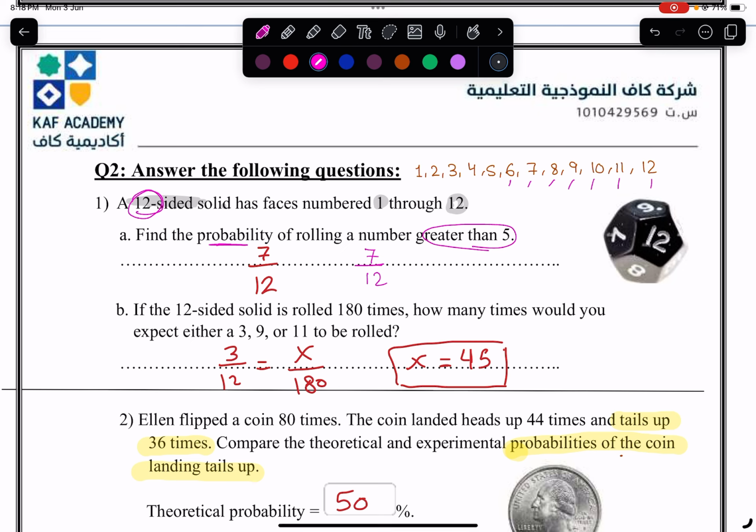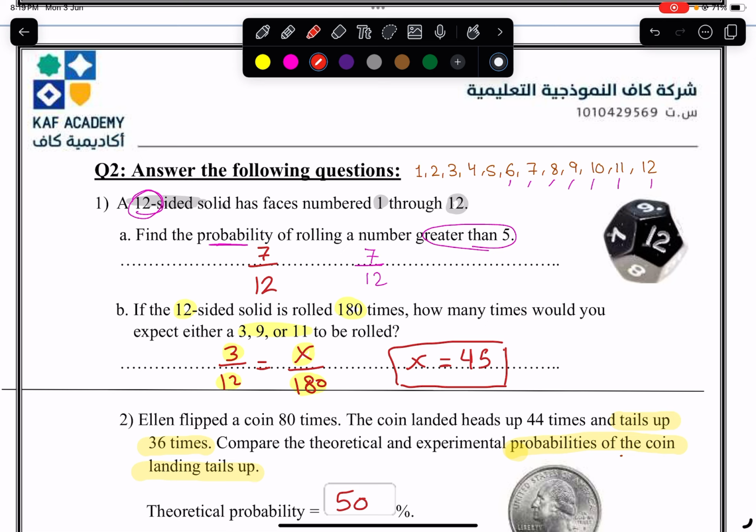If the 12-sided solid is rolled 180 times, how many times would you expect to roll 3, 9, or 11? How many numbers did I give you here? 3 numbers. So 3 over the total faces, which is 12. So 3 over 12. Now, rolled how many times? Rolled 180, because this is the total rolled, and the unknown is x.